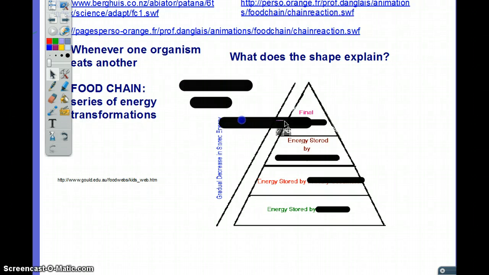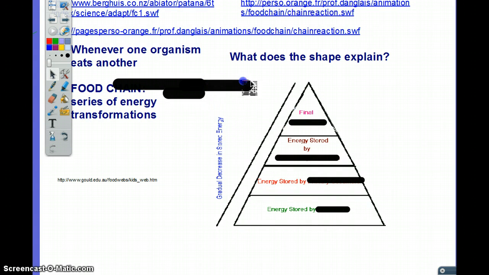All right, so a food chain, a series of energy transformations. Now look at this triangle. What is this triangle? When you see this triangle, what do you think of? Food pyramid. But in a food pyramid, what's on each little part of the pyramid? Food. So this pyramid is what?